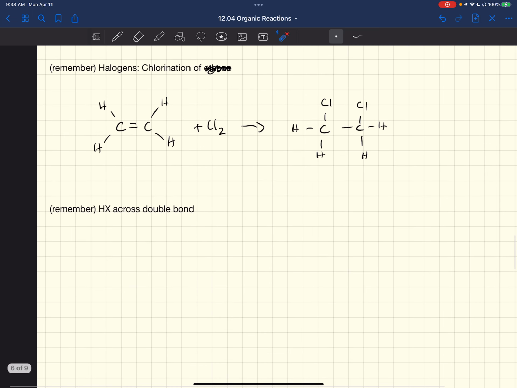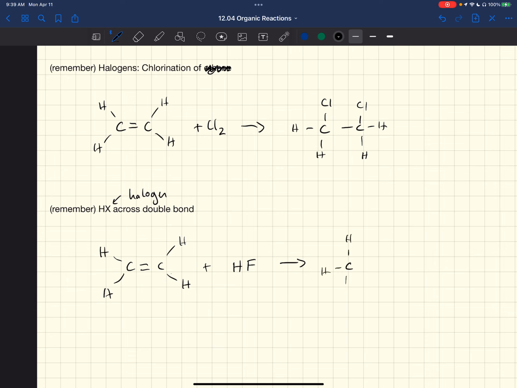The other thing that we can add is HX, where X is just some halogen. So that's fluorine, chlorine, bromine, iodine. Okay, so we're going to add hydrofluoric acid across this double bond. So that's going to be C, H, H, H, C, F, H, H. Now we've added the hydrogen to here and the fluorine to here. It gets added across the double bond.